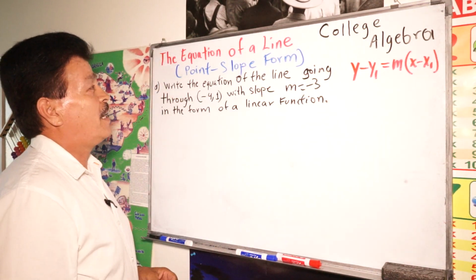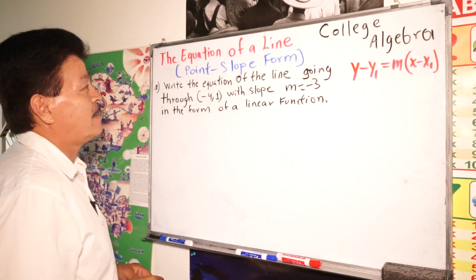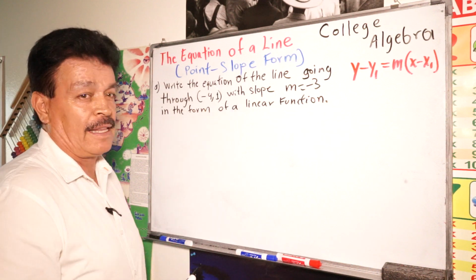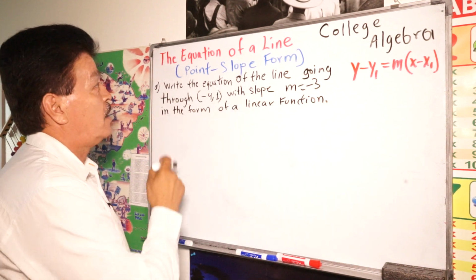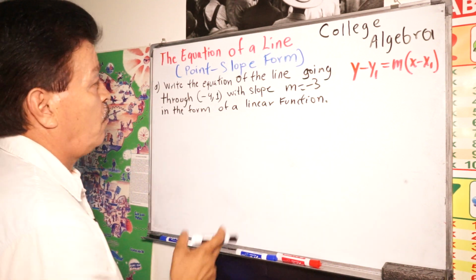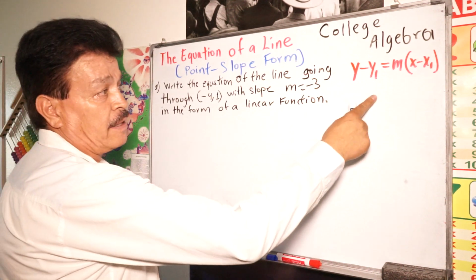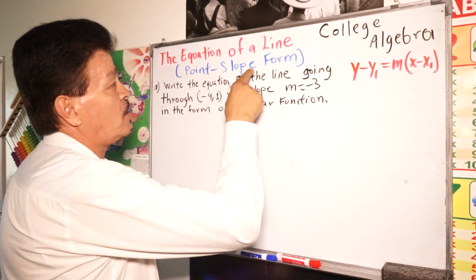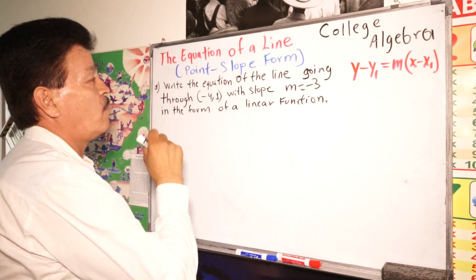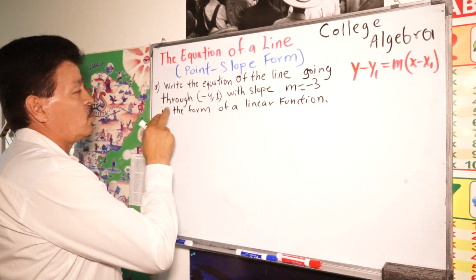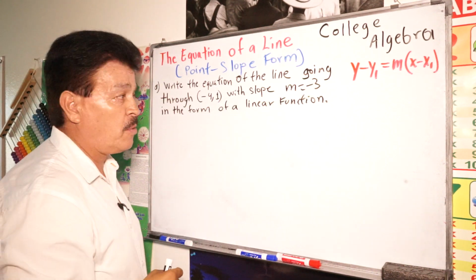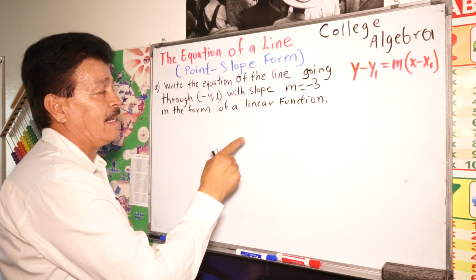The topic for today is we will continue from the last class, the equation of the line, but now it is the point-slope form. Last class we worked on the equation of the line in standard form. Today is point-slope form. This is the formula. Our problem for today says: write the equation of the line going through (-4, 1) with the slope m equals -3 in the form of a linear function.